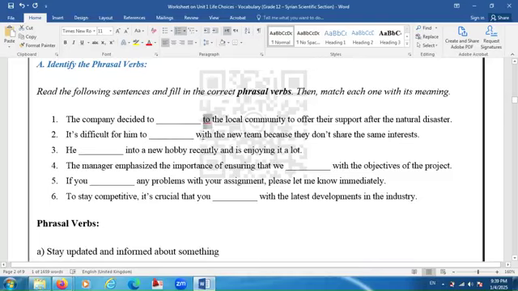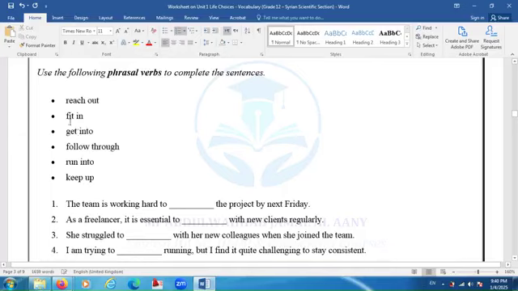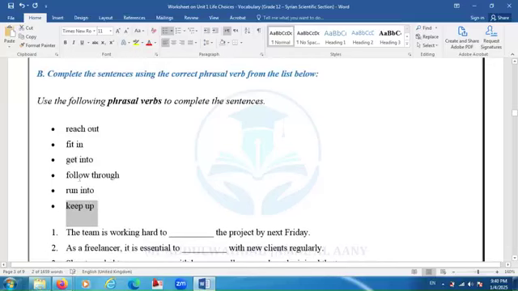So I put here to, I put with, I put into, I put with. So I need you, please, to just read the text and remember. Read the sentence and try to know. I can remind you, by the way, of some of the phrasal verbs found in the text: reach out, fit in, get into, follow through, run into, keep up. Okay, these are the 6.